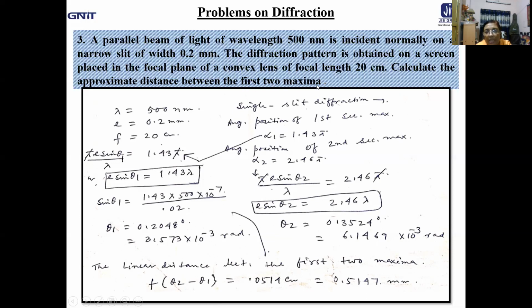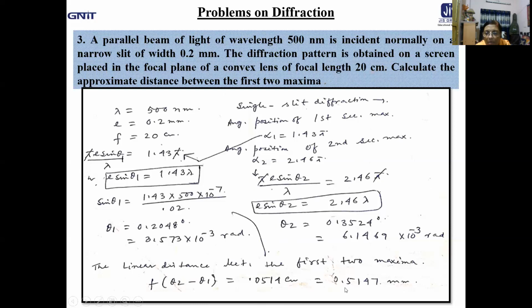Angular separation between the first two maxima, and you are asked to find out the distance. That means the linear distance between the first two maxima is f into theta 2 minus theta 1. We have done the same expression in the last two problems, that is x2 minus x1 equal to f into theta 2 minus theta 1, because basically tan theta is equal to x by f. So the f value is already given, that is 20 centimeter, put the value, and theta 2 minus theta 1 you already got. So from there you will get the answer like this.